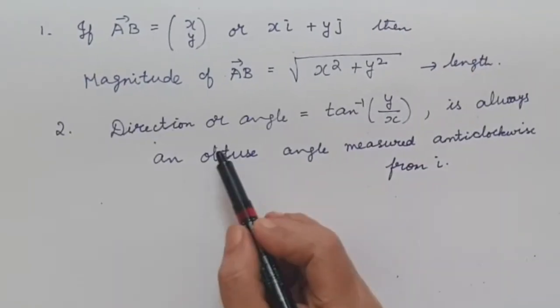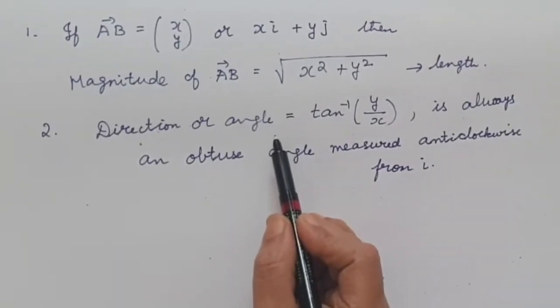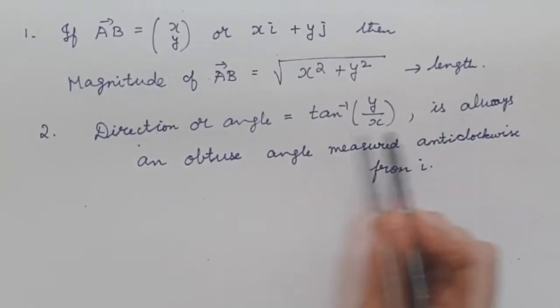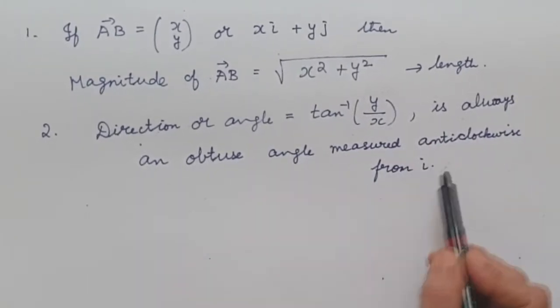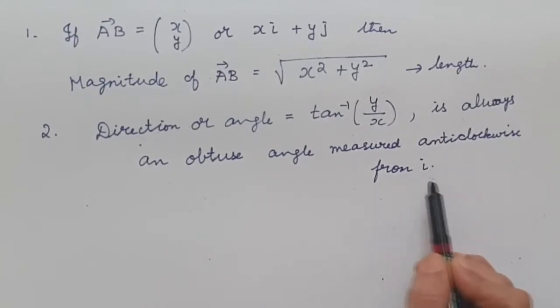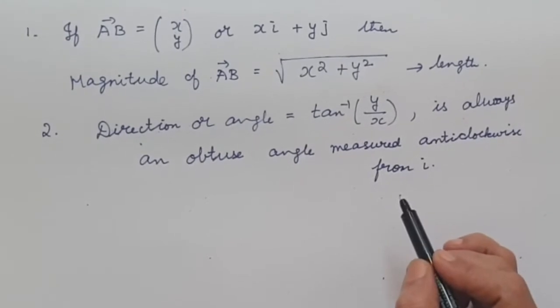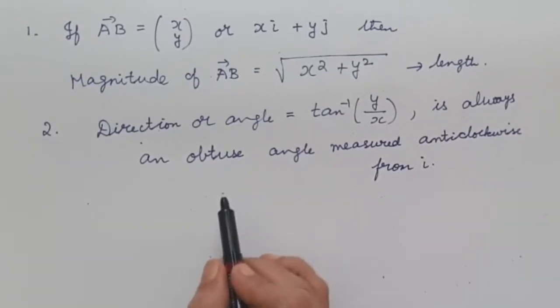The second thing, the direction or the angle of a vector AB, is given as tan inverse of y over x, which is always measured anti-clockwise from i, which is the x-axis. From i, we measure it anti-clockwise, and it has to be always an obtuse angle.